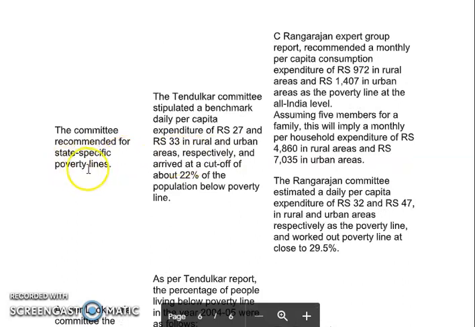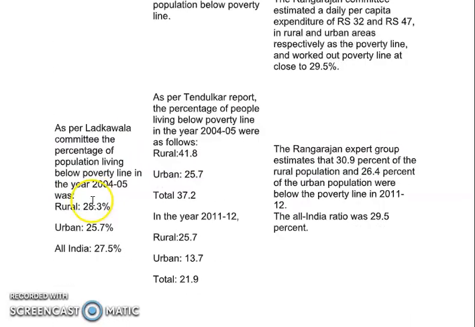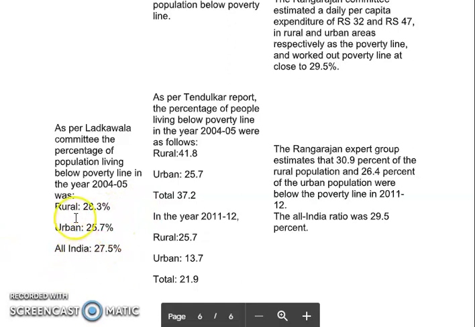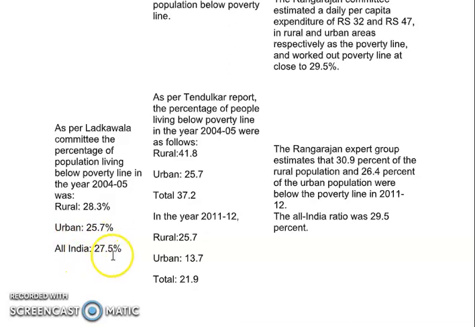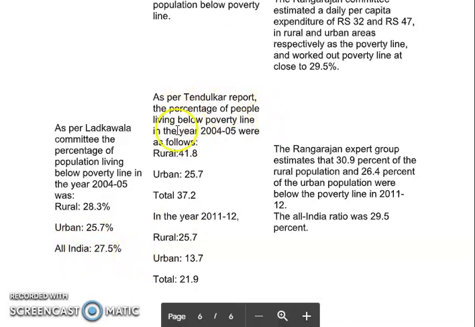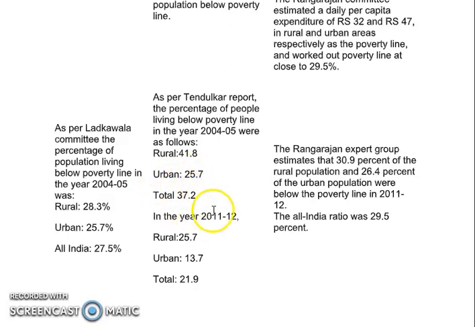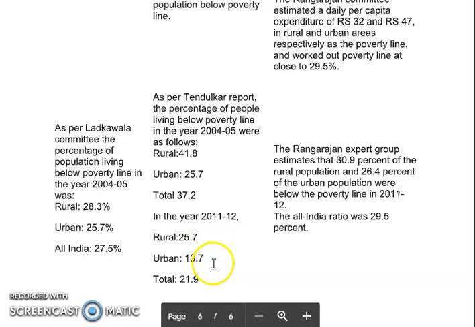As per the Lakdawala committee, the percentage of population living below poverty line in 2004-5 in rural, urban and all India level is rural 28.3, urban 25.7%, all India 27.5. As per the Tendulkar committee, the percentage of people below poverty line in 2004-5 is rural 41.8, urban 25.7, total 37.2. In the year 2011-12, it's rural 25.7, urban 13.7, total 21.9.